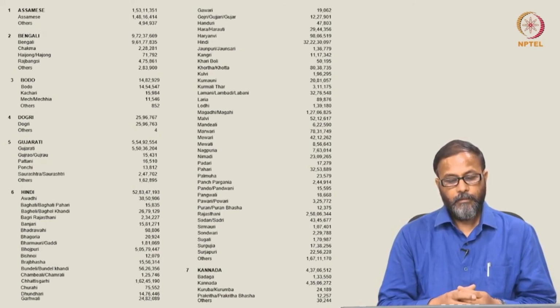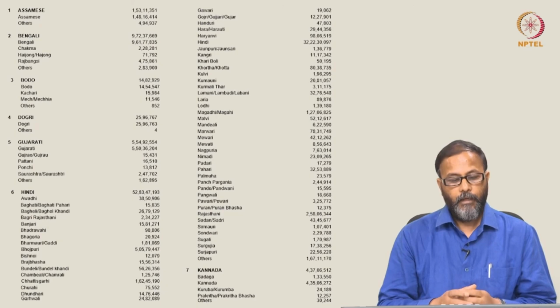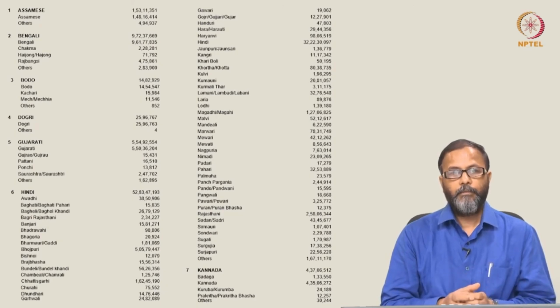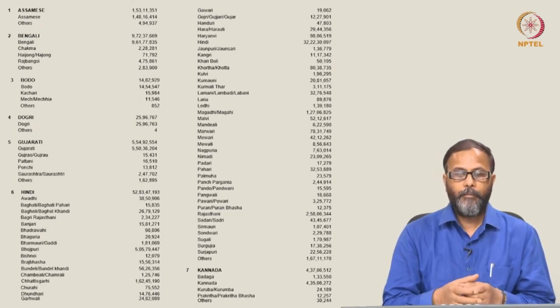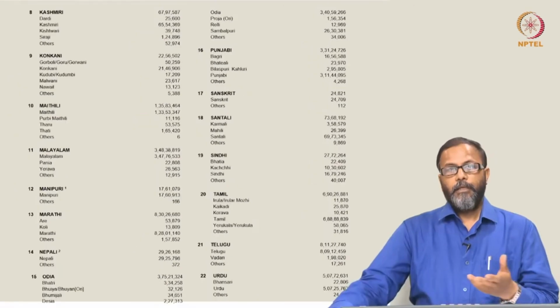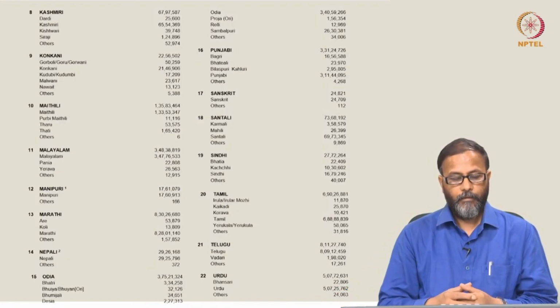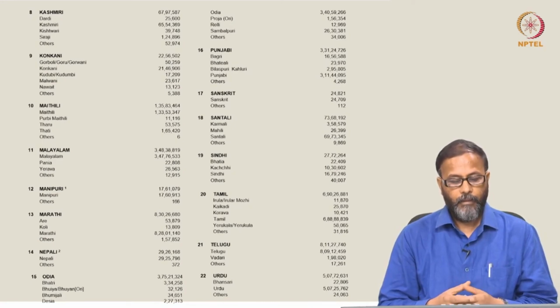Right? Assamese 1 crore 48 lakh 16,404, and other minor languages grouped under Assamese account for 4,94,937, and the list continues. You can see, for example, Konkani, you have Konkani, Kudubi, Malwani, Nevait, and others.